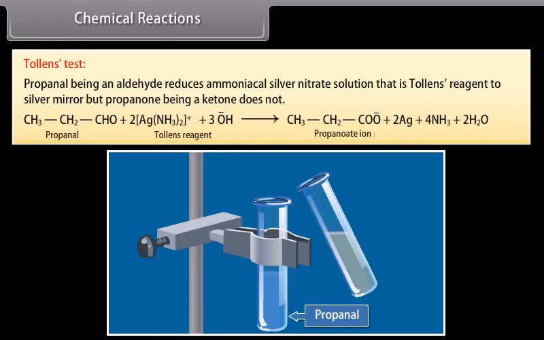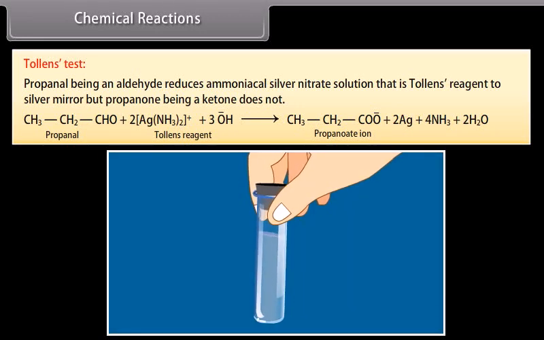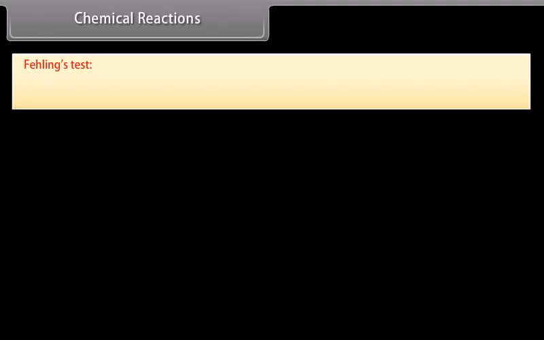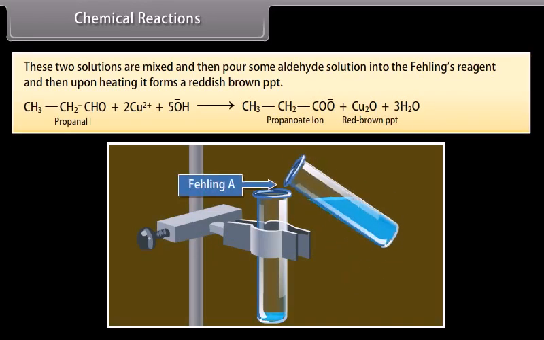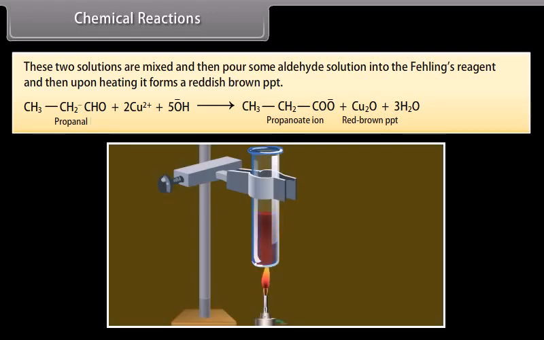Chemical reactions. Tollens test. Propanal, being an aldehyde, reduces ammoniacal silver nitrate solution, that is Tollens reagent, to silver mirror, but propanone, being a ketone, does not. Fehling's test. Fehling solution is a mixture of aqueous copper sulfate, Fehling A, and alkaline solution of Rochelle's salt, that is sodium potassium tartrate, Fehling B. These two solutions are mixed and then pour some aldehyde solution into the Fehling's reagent, and then upon heating it forms a reddish brown precipitate.